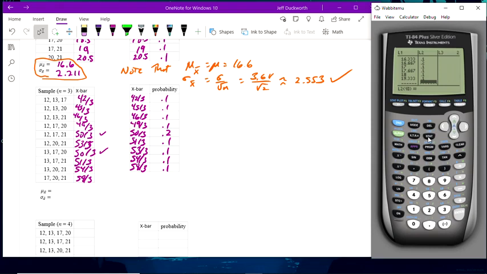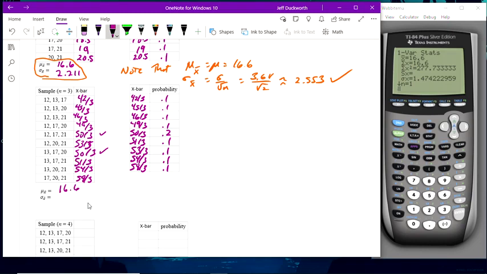All right, and we do the same thing: stat, calc, 1-var stat, and we tell it L1, comma, L2. So again, we have the 16.6. This standard deviation is 1.474. And again, if you want to do the sigma of x bar, that would be sigma over root 3, which would be 3.611 over root 3, which comes out to about 2.085.